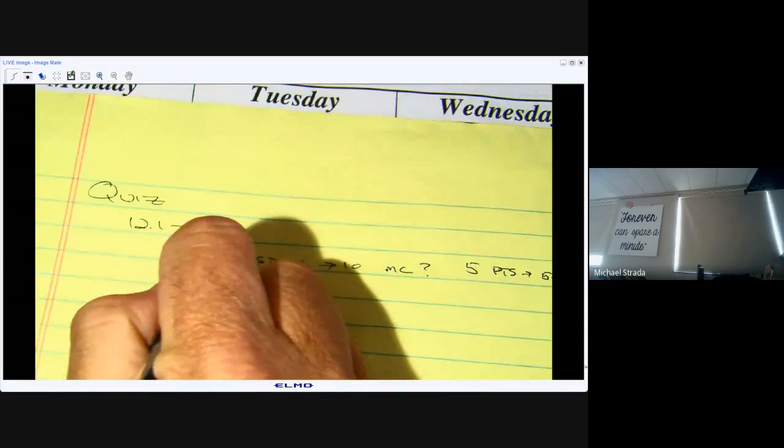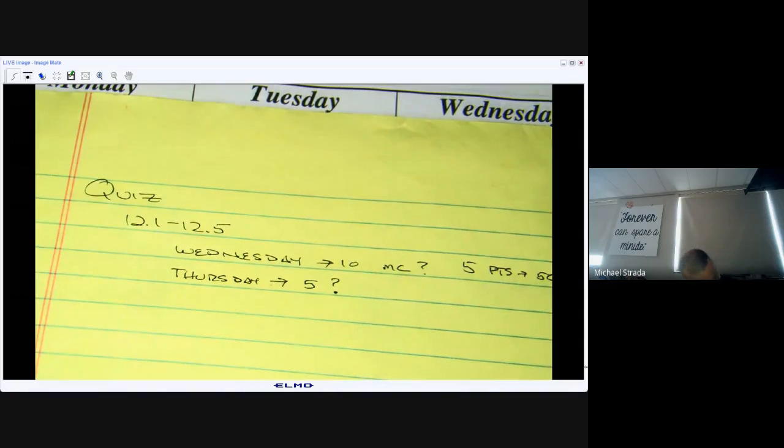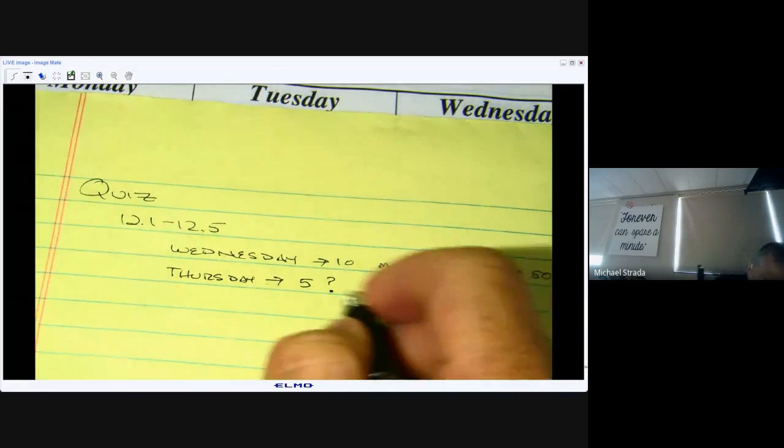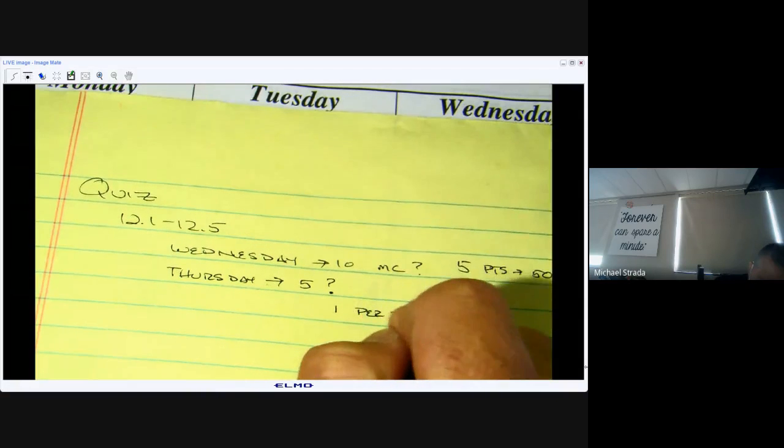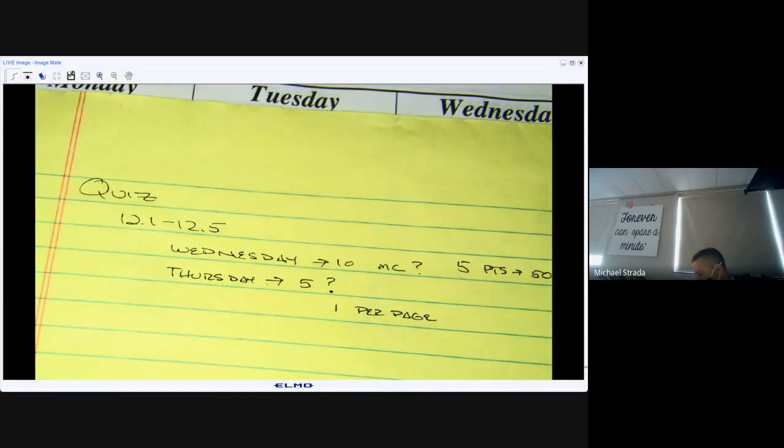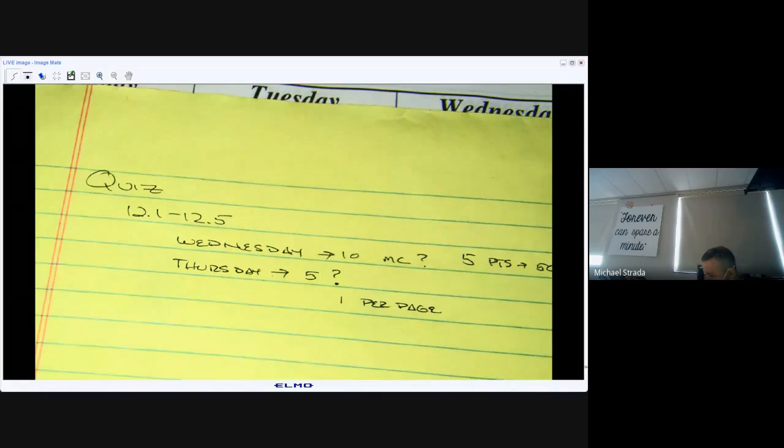Thursday, part 2. 5 questions. In the packet that we're about to go over, how many pages were there? 5. 1 per page. Which means you have 1 proof, 1 problem involving trig, 1 problem involving a quadratic, 1 problem involving a system, and then you will have an angle puzzle from the last page. All right?